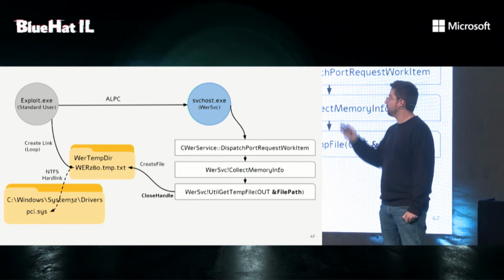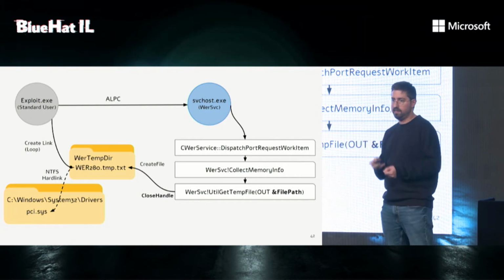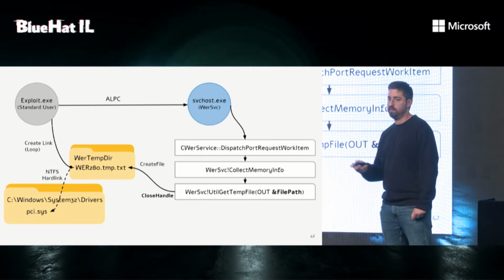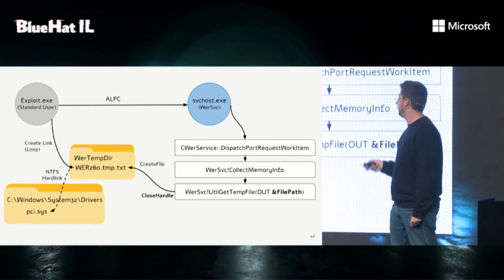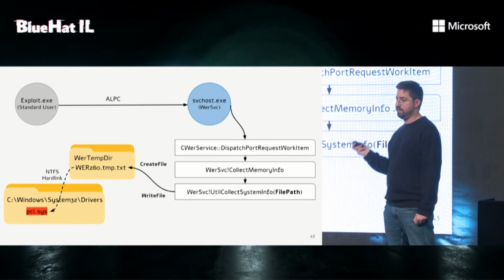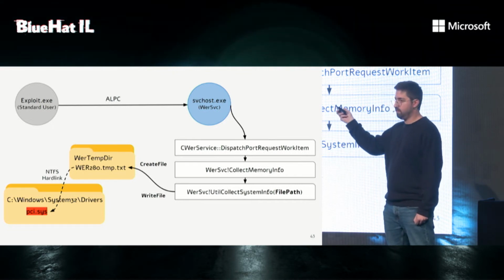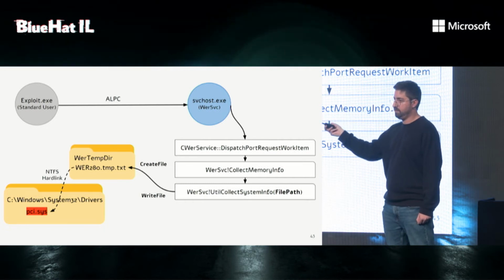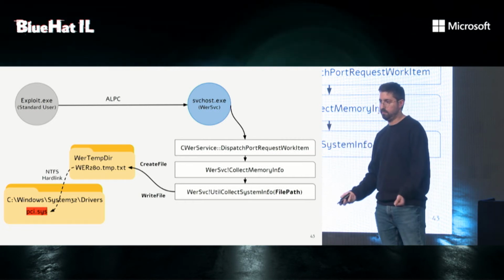So to increase my odds of doing it at the right time, I'll just create a link in a loop. And hopefully, by the time the handle is closed, I'll create a link, whereas WerSvc will reopen the file. And instead of opening the temporary file, because of the link it will open PCI.sys, and I'll overwrite its content.